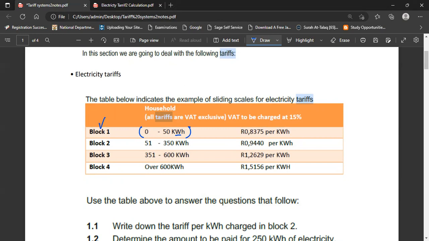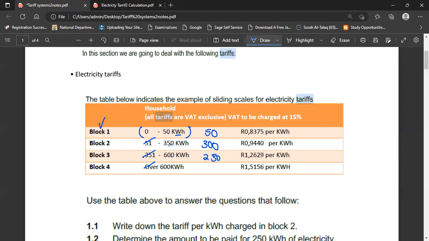So what is the maximum units that we need in block 1? It will be 50, from 0 to 50. Then block number 2 starts at 51 and ends at 350. So how many units do we need? To find the maximum units for the other blocks, all you do is subtract. We say 350 minus 50, so the maximum is 300 units. Then for the next one, 600 minus 350, you get 250 units.